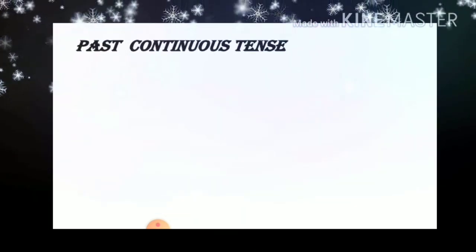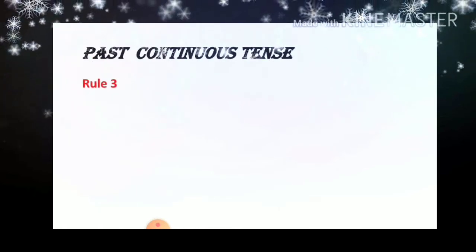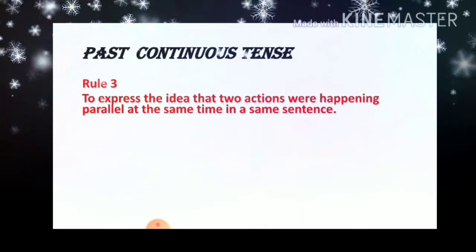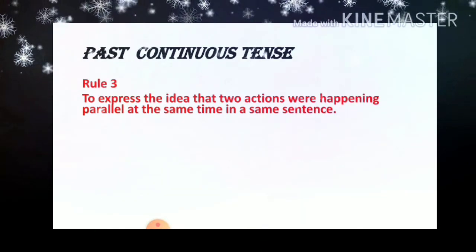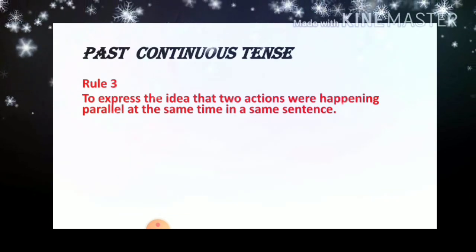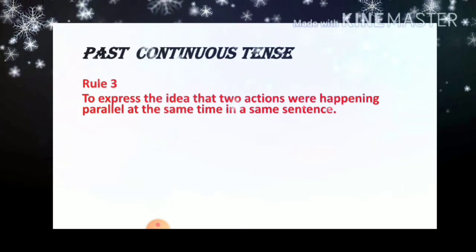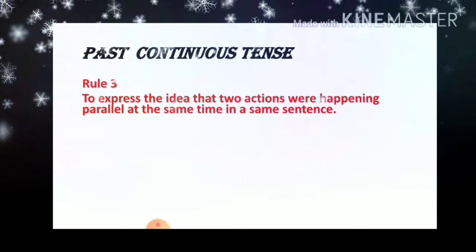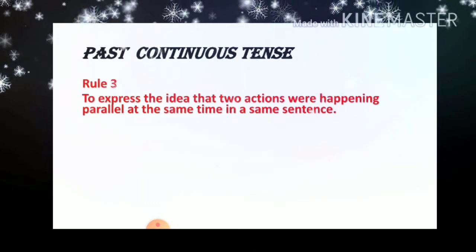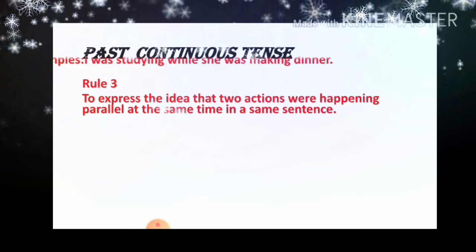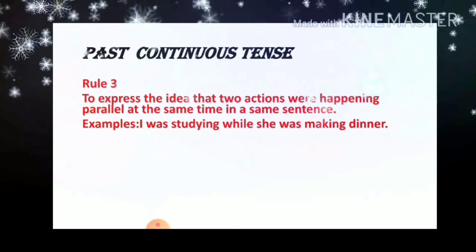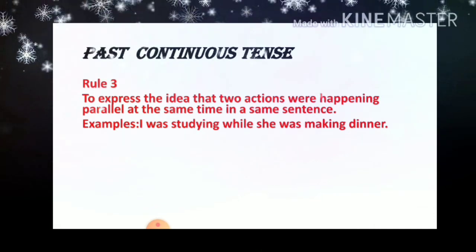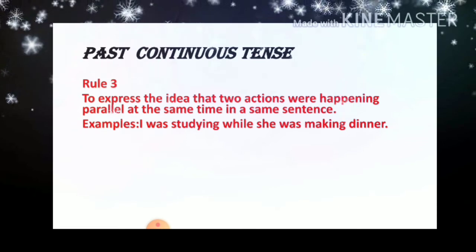Now the third and last rule is to express the idea that two actions were happening in parallel at the same time in the same sentence. So there are two actions, one action parallel to another, and both actions work simultaneously at the same time. As you can see in the example here, I was studying while she was making dinner. So there are two tasks going in parallel, one of studying, the second of making dinner.